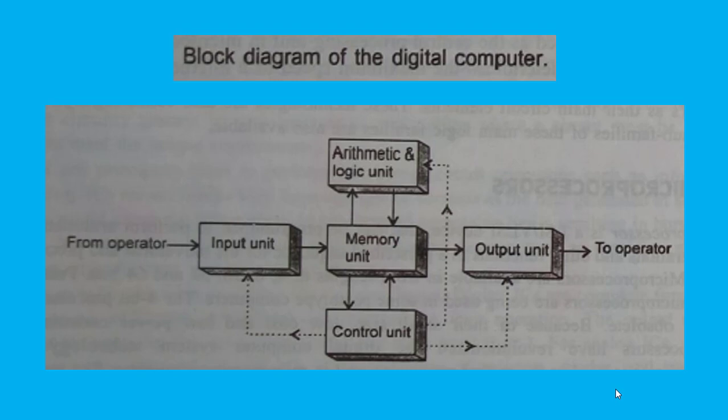Control unit. This unit takes instructions from the memory unit one at a time and interprets them. It then sends the appropriate signals to all the other units to cause the specific instruction to be executed. Arithmetic and logic unit. All arithmetic calculations and logical decisions are performed in this unit. It then sends the results to the memory unit to be stored there. Output unit. Takes data from the memory unit and prints out, displays or otherwise presents information to the operator.